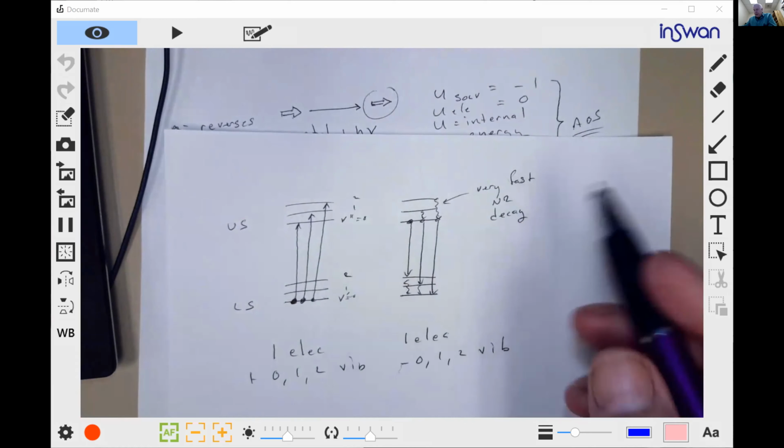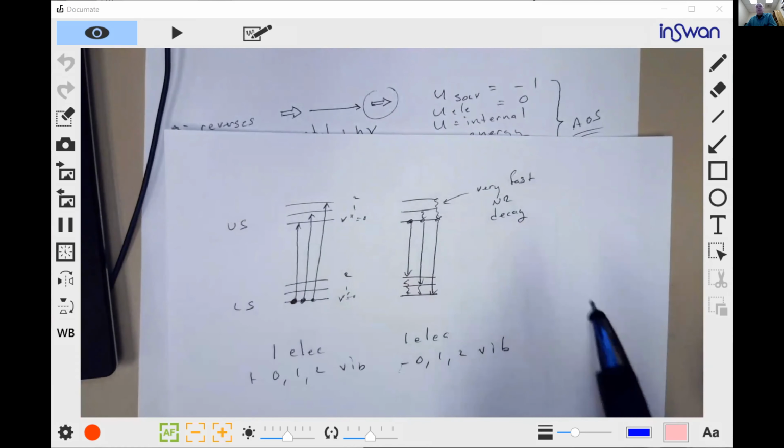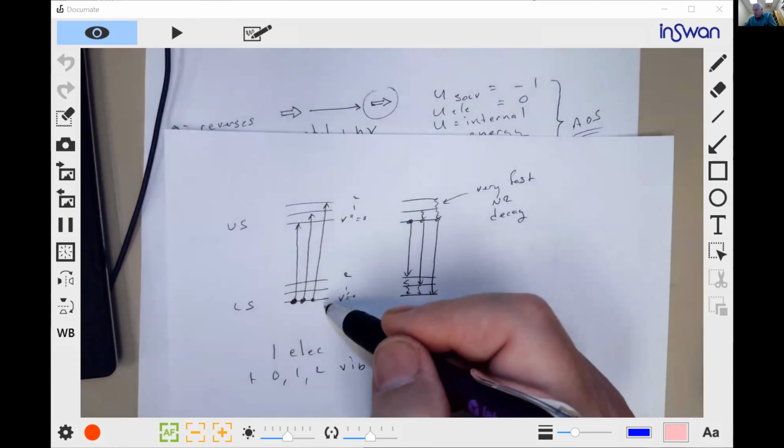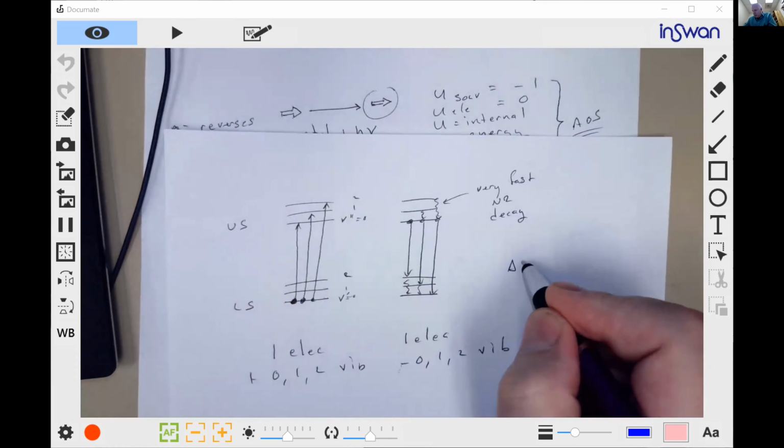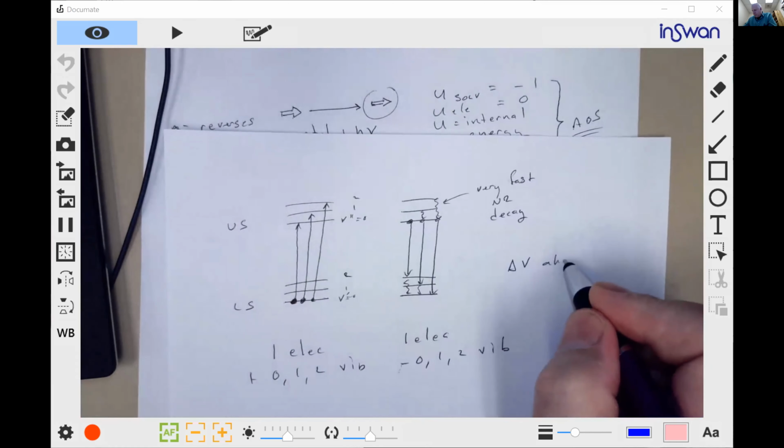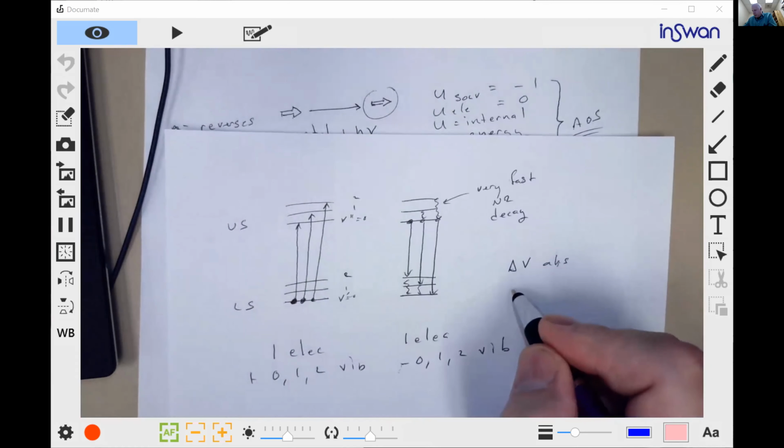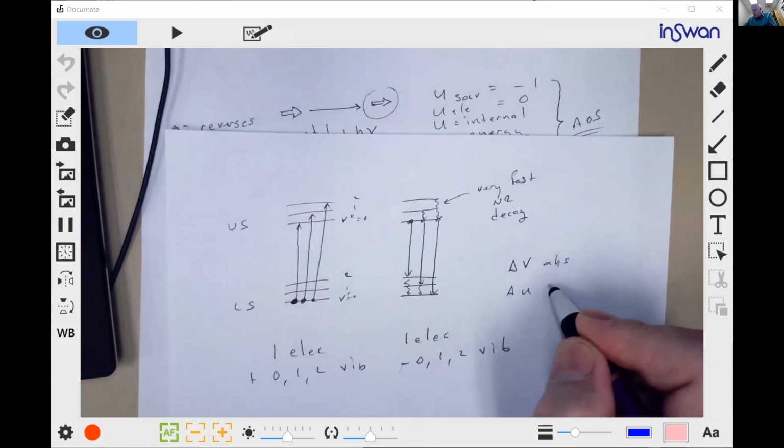Now, the thing is that there's two components to the relaxation and the absorption. One is you've got the delta V for the absorption, and you've got the delta U for the solvation.